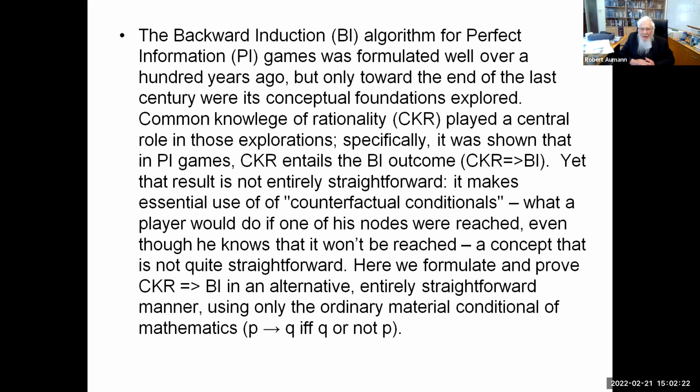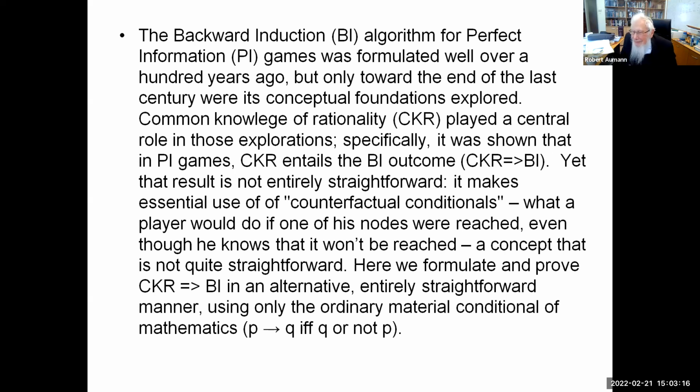So the backward induction algorithm for perfect information games was formulated well over 100 years ago. It's actually the very beginning of game theory. It's like 10 years before Borel and 20 years before von Neumann, or 15 years. Zermelo's paper on chess, that's when it got started, and it sailed along without any trouble until the late 80s and 90s of the last century, when it suddenly ran aground.